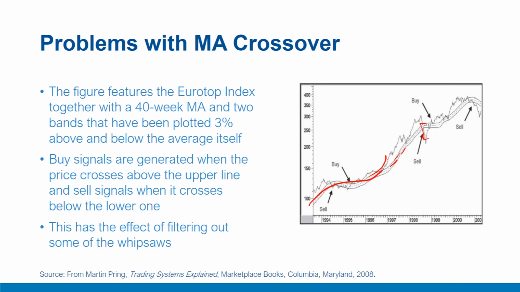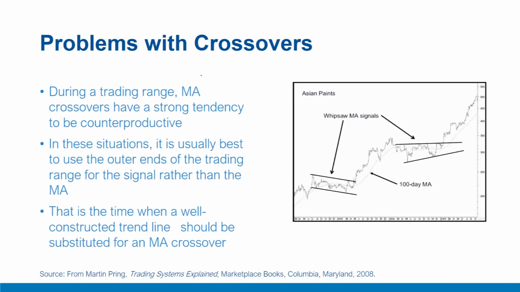Now, given the length or amplitude of this band, many of the whipsaw signals are eliminated. Not very significant moves are eliminated because of this band itself. Only those moves where the band itself is violated, the lower side of the band for a sell signal, and the upper side of the band for a buy signal, are considered useful. This has a very important effect of filtering out some of the whipsaw signals or false signals. Also, during a trading range, MA crossovers have a strong tendency to be counterproductive.